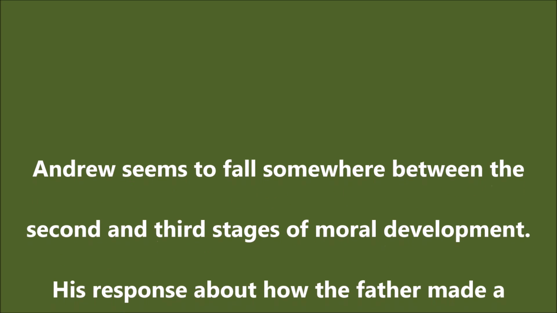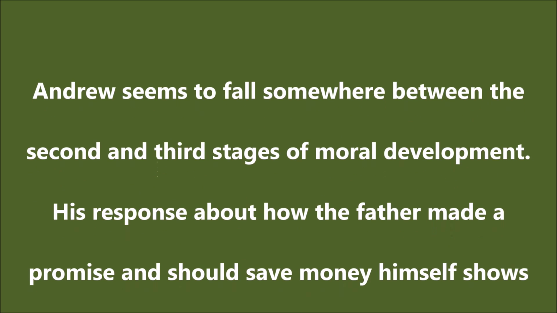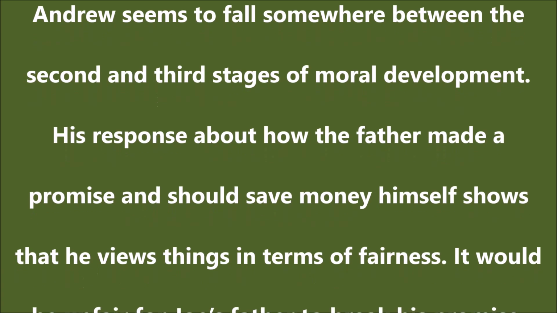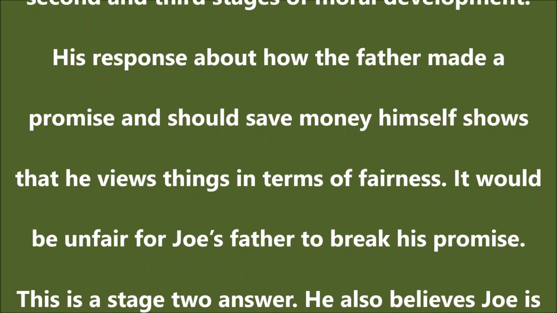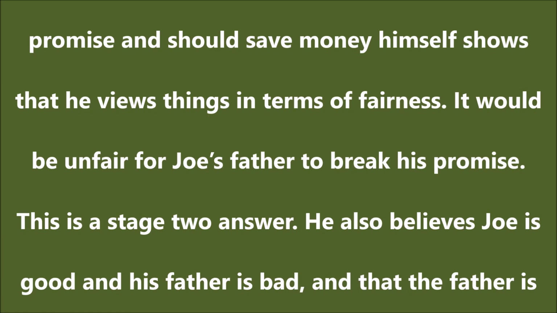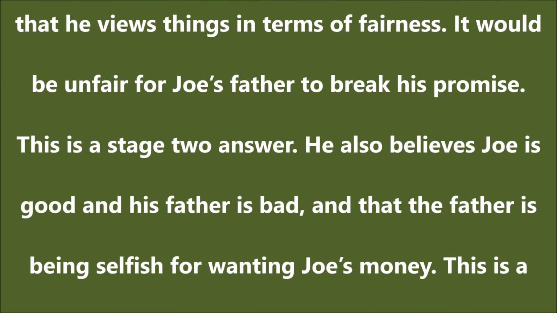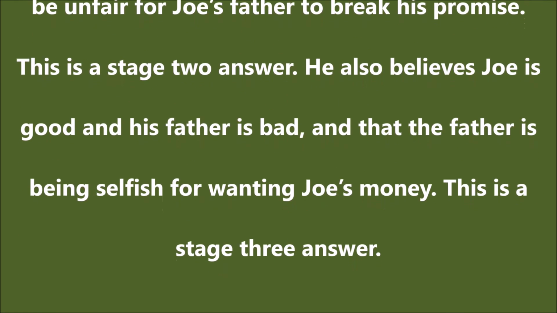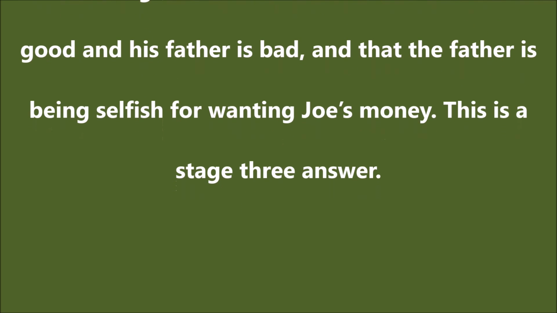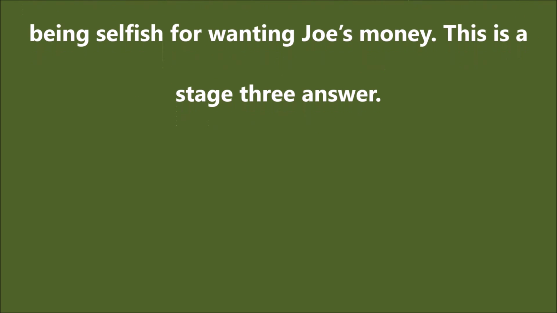Andrew seems to fall somewhere between the second and third stages of moral development. His response about how the father made a promise and should save money himself shows that he views things in terms of fairness. It would be unfair for Joe's father to break his promise. This is a stage 2 answer. He also believes Joe's good and his father's bad, and that the father is being selfish wanting Joe's money. This is a stage 3 answer.